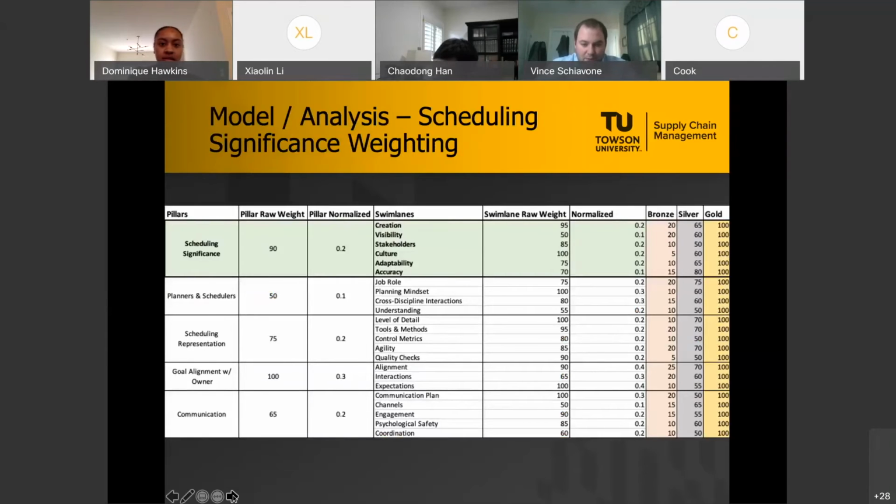So just a quick look to kind of show our math. We're not going to go through a whole score, but if you take a look at the screen here, you can see that on the left side, we have raw weights for each of the pillars that were normalized. And then on the right side, we have raw weights for each of the swim lanes within the pillars that was normalized. And then scoring based on each question.